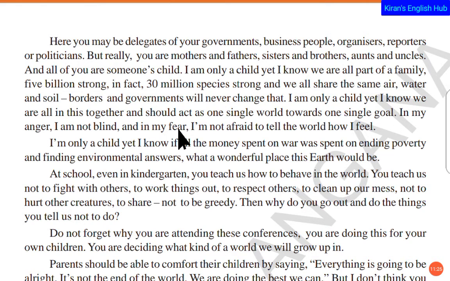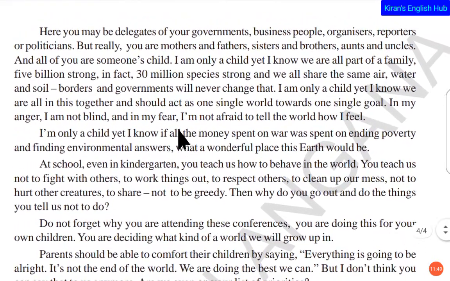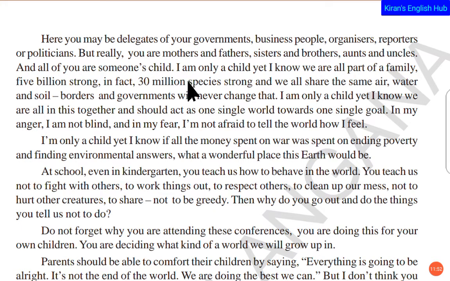Okay, she is telling the group of delegates present in that meeting that you may be government delegates, very big officers, business people, press people and all, but you are also fathers and mothers, brothers and sisters of different people, right? So we too have relations. Each and every one of you is someone's child. So I am only a child, yet I know we are all part of a family, 5 billion strong, in fact 30 million species strong, and we all share the same air and water and soil.